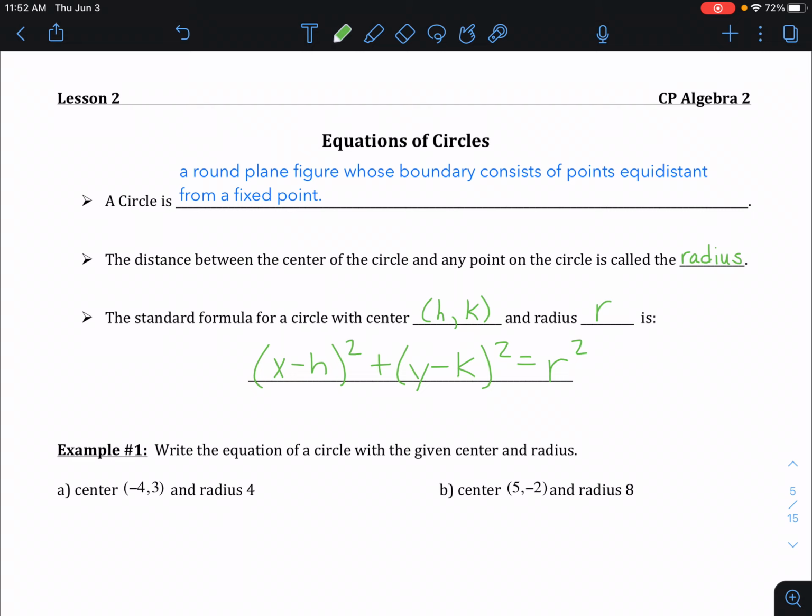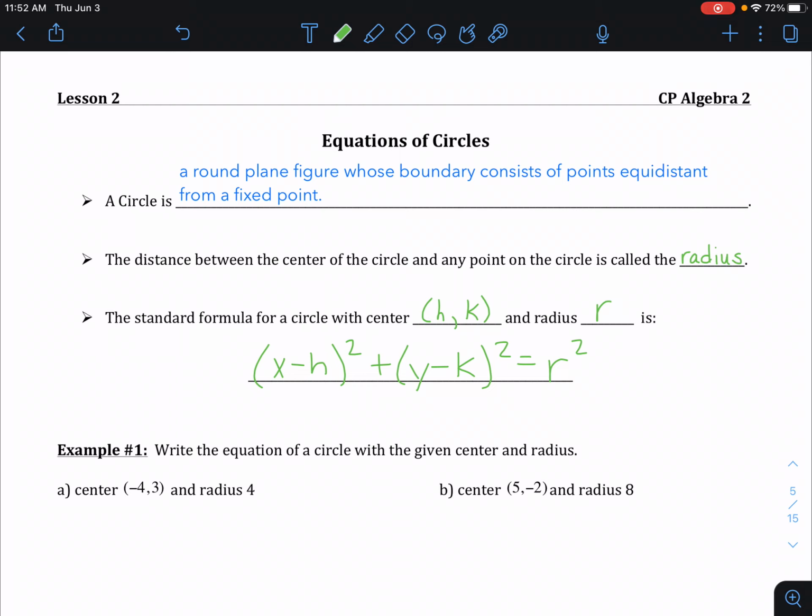Because our goal is learning about the standard formula for a circle, which you can see here on the second line where I wrote in green. So it's the difference of x minus h squared plus the difference of y minus k squared equals r squared. Now the h and the k come from the coordinates of the center, and then r stands for radius.